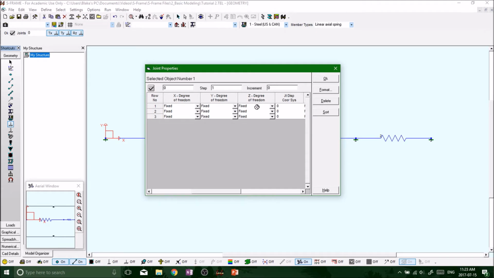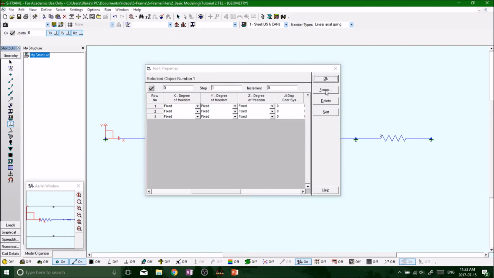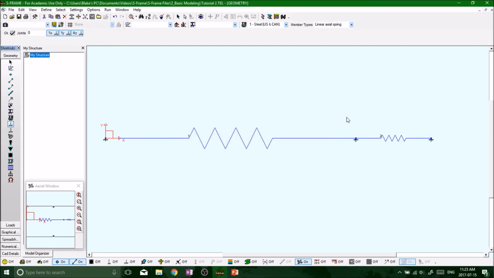And then the Z degree of freedom, remember this is really important, Z degree of freedom is going to be your moment rotation. So that is fixed, meaning we don't allow any movement in X, any movement in Y, and any moment or any rotation on any of the nodes. So now we have a fixed support at 1, fixed support at 2, and fixed support at 3.